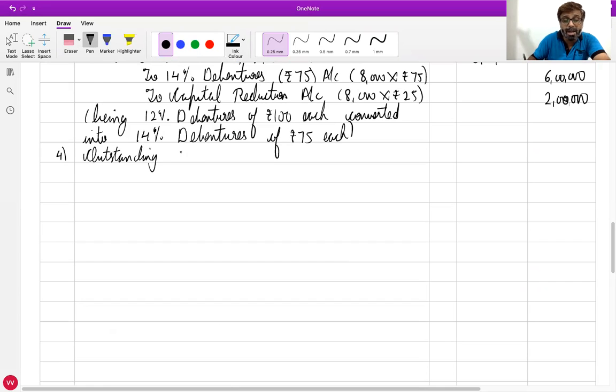All of you write down the entry: outstanding interest on debentures account debit to capital reduction account, 96,000.